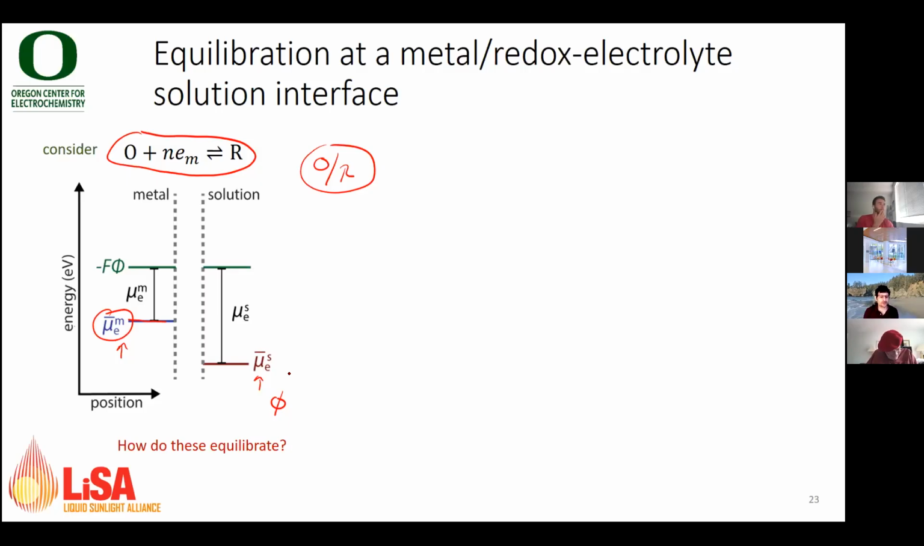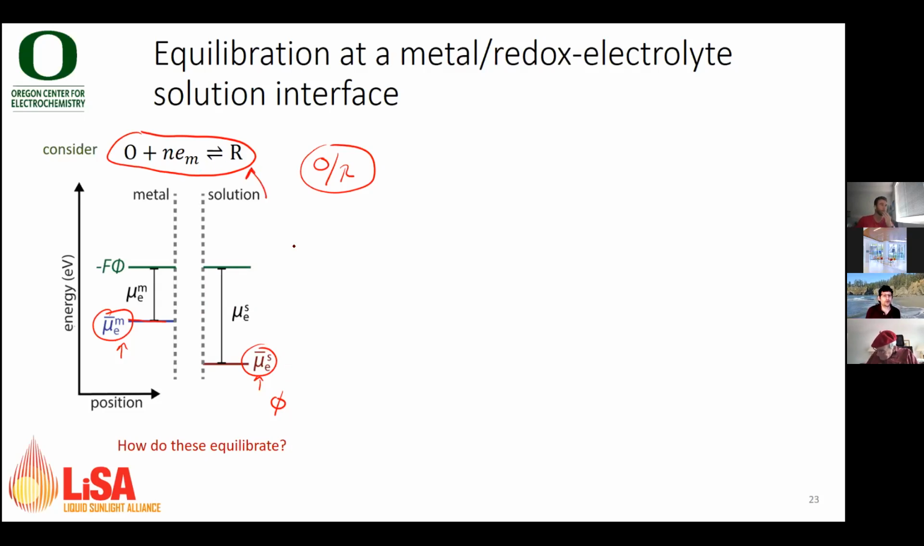So the first answer to this was that the Fermi levels equilibrate, which is right. But a Fermi level is implicitly linked to the electrochemical potential of the electrons. In fact, those are essentially the same thing. So what sets the Fermi level? Well, we can think about this.